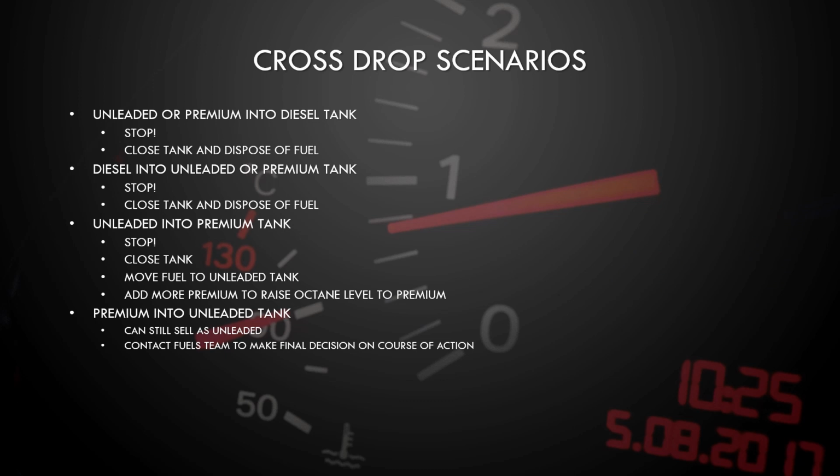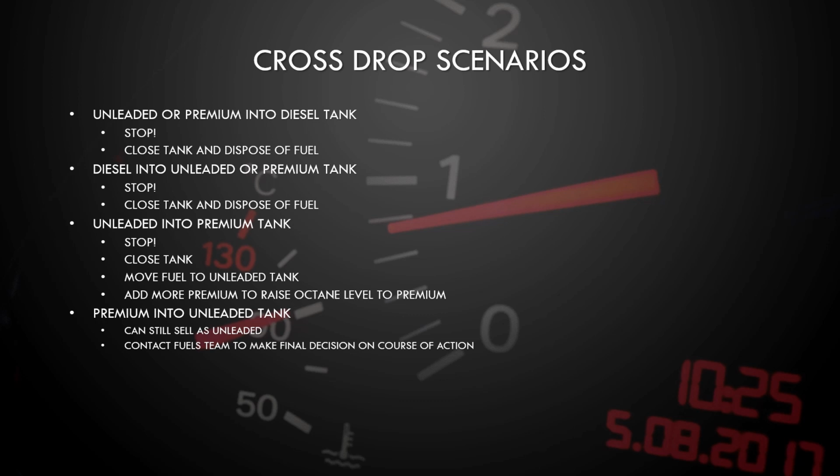Unleaded into premium tank. This one's a little different because you want to stop selling fuel because you're no longer selling premium fuel, so you're violating the octane ratings that you've got on the dispensers. You're going to have to close the tank, and now you can either move that fuel to an unleaded tank or add premium or some kind of octane booster to the tank until you can raise the octane levels to the premium octane ratings for your state.